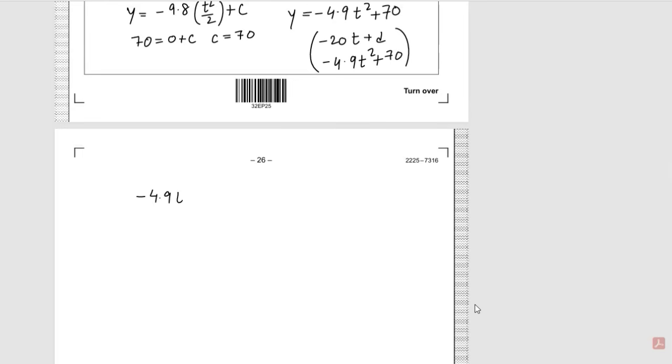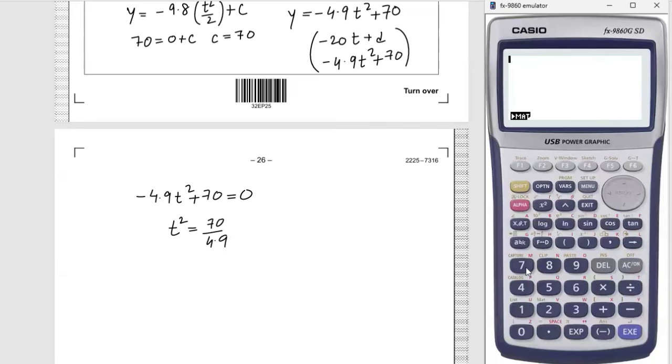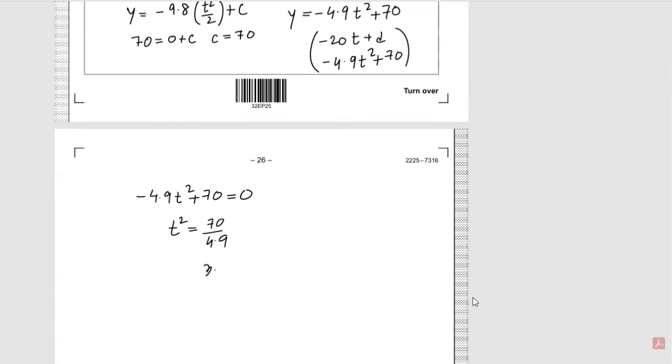From the y component, if you put this equal to 0, let's see what we get. t squared is going to be 70 divided by 4.9. Let's get this value: 70 divided by 4.9 and square root the answer. It's 3.7796, so t is 3.7796. And when I put the vertical displacement 0, I will get d equals 20t.